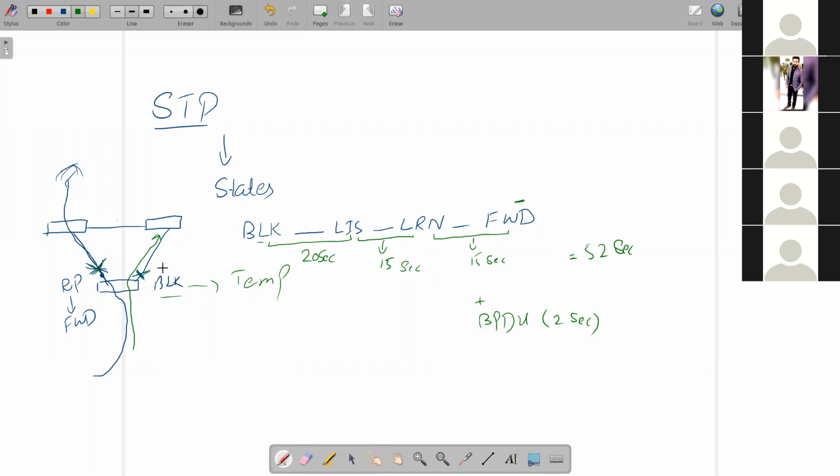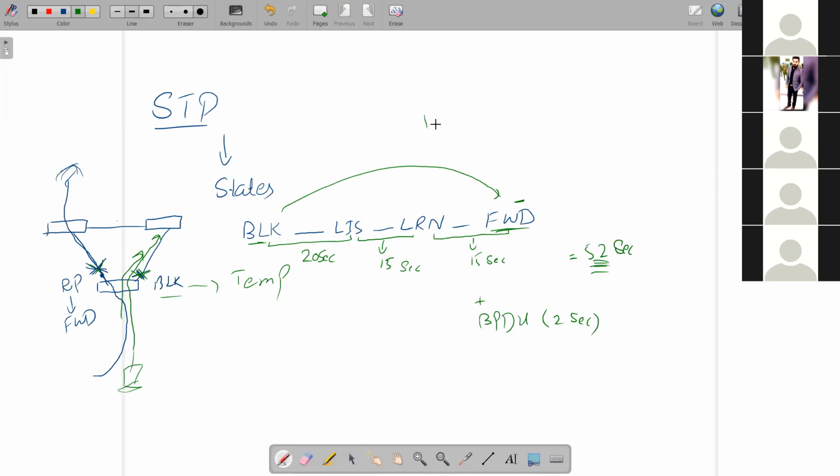That means this port, which was initially in the block state, will take 52 seconds to jump into the forwarding state. And until it comes into the forwarding state, no data will be forwarded through this port. So all the clients will feel the delay of 52 seconds. There is an interruption of 52 seconds. And this is not acceptable in a production network.